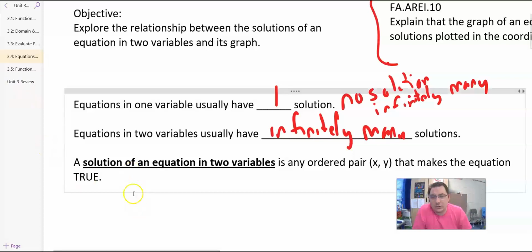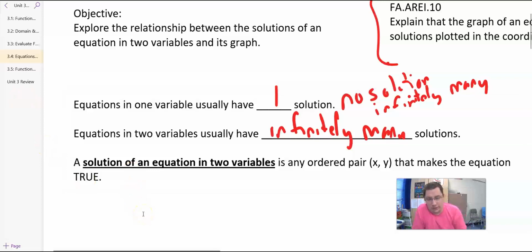And so what is a solution of an equation in two variables? Well, a solution of an equation in two variables is any ordered pair (x, y) that makes the equation true. Okay, so again, a solution of an equation in two variables is any ordered pair (x, y) that makes the equation true. And so we're going to look at some examples of what that means.